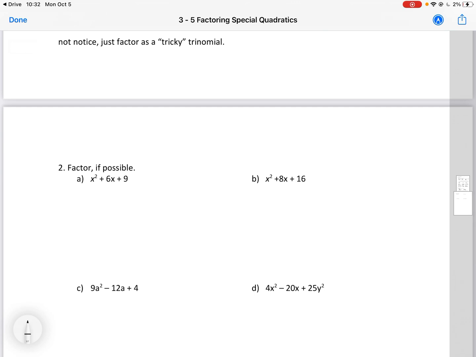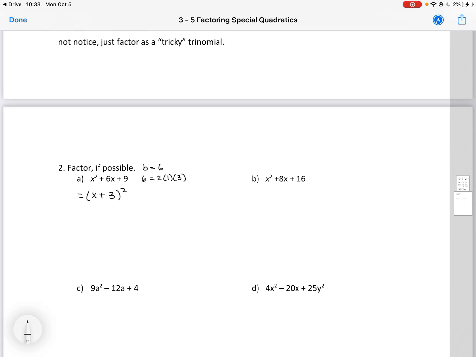So let's look at some examples here. Here we've got x squared plus 6x plus 9. What I'm going to notice is that my b term, which is 6, is equal to 2 times the square root of my first term times the square root of my second term. That means that it's a perfect square trinomial. So here I've got x plus 3 all squared.